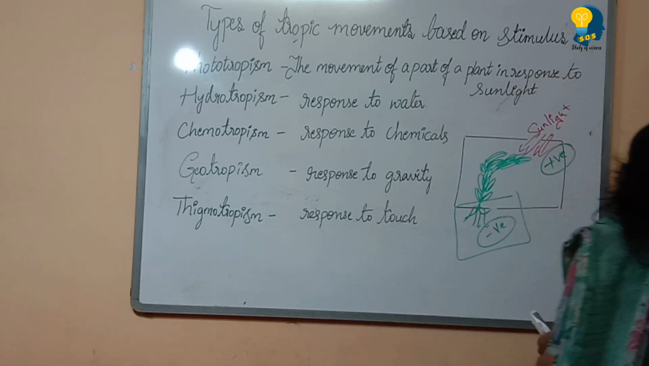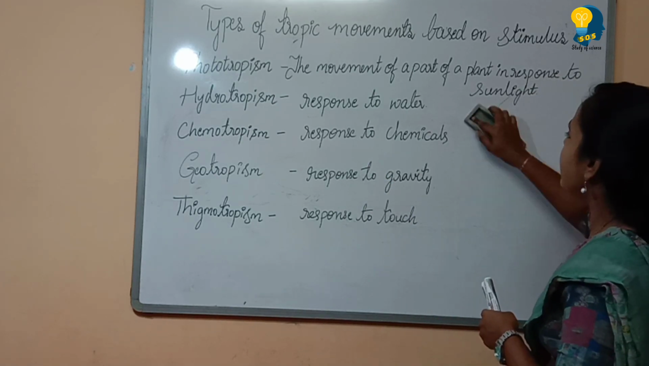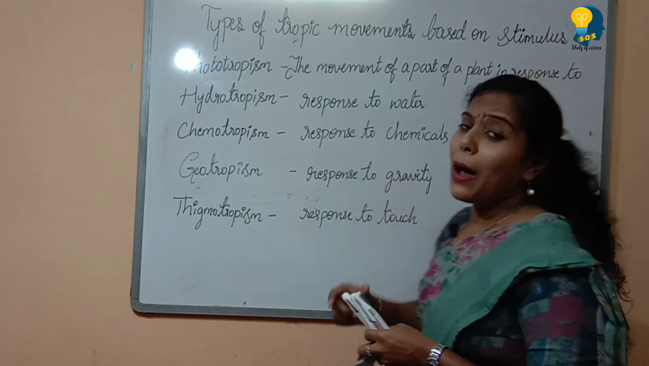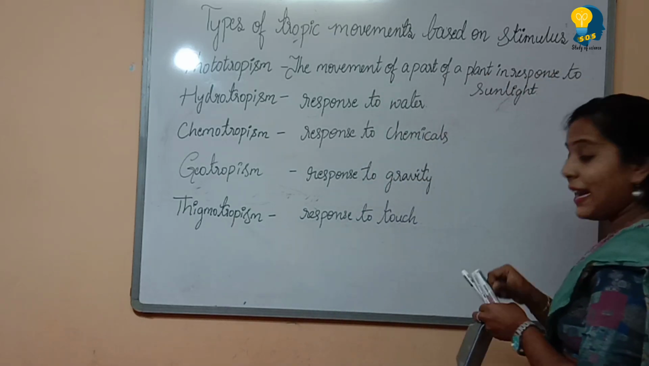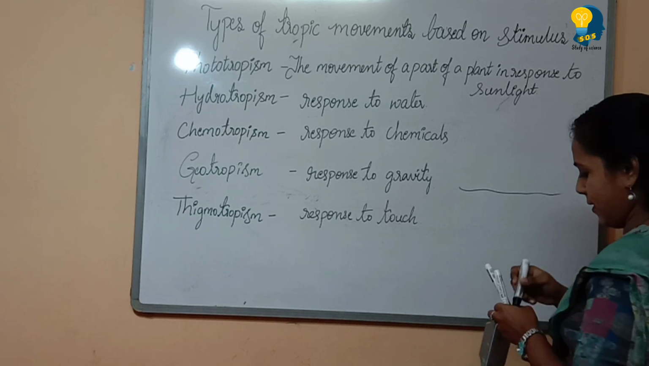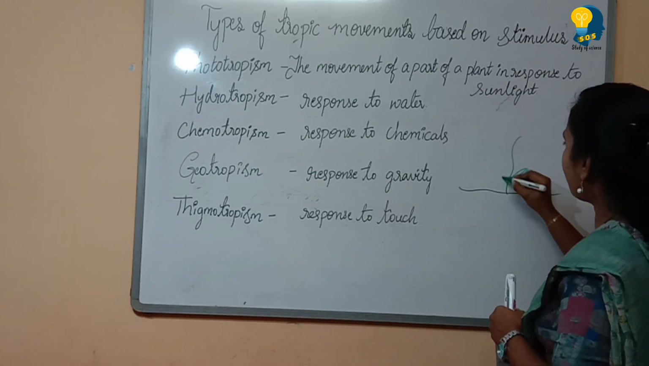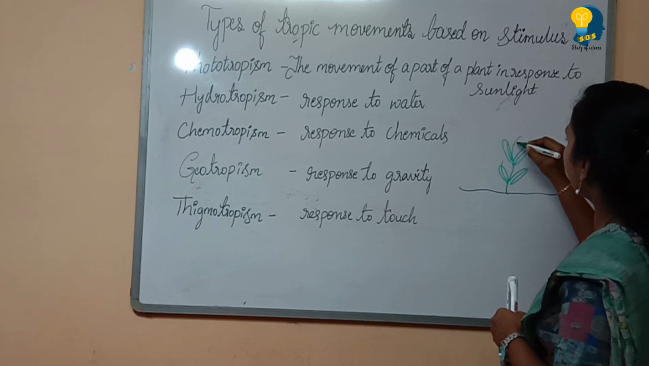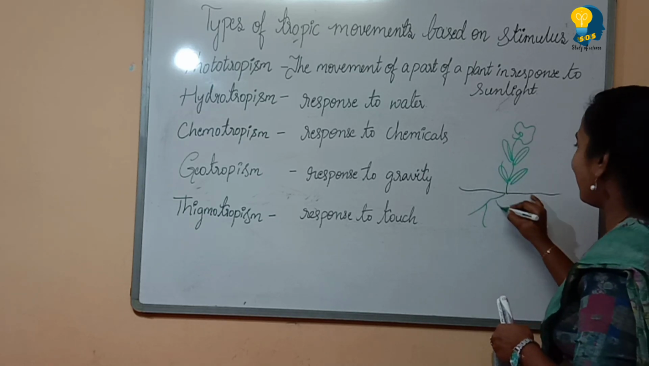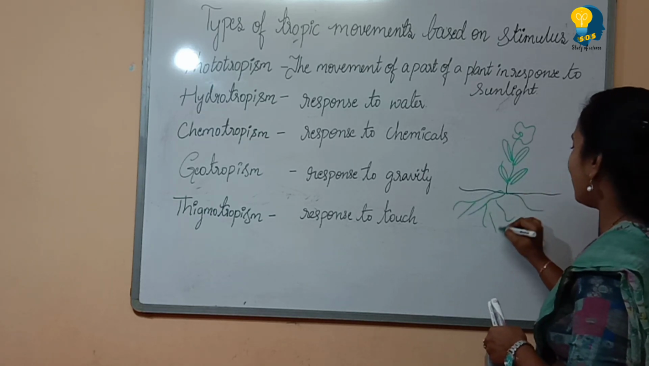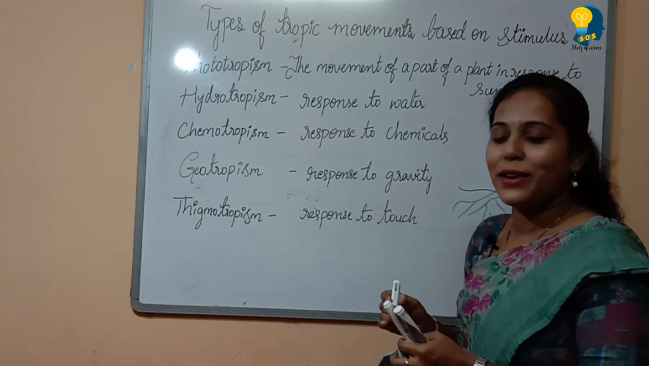Okay, so now let us move towards the next one, that is hydrotropism. Let us understand positive hydrotropism and negative hydrotropism. So again, I will write the diagram of the plant, roughly. Don't think that everything will be in green, it will be in different colors. As we do not have different color pens, I am using the green pen to write everything.